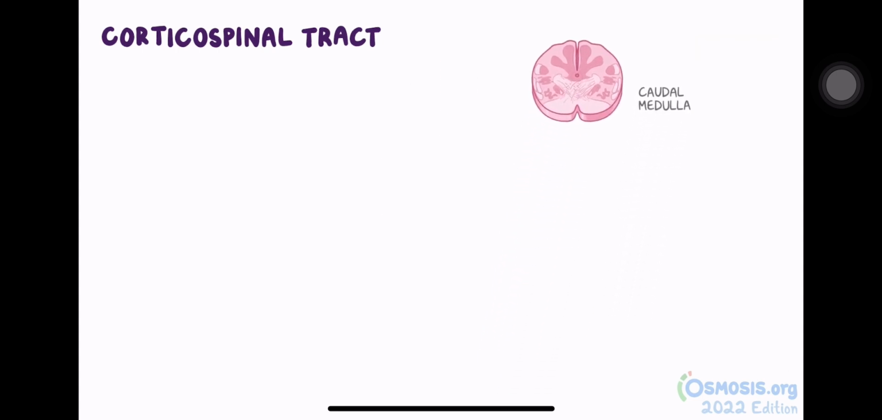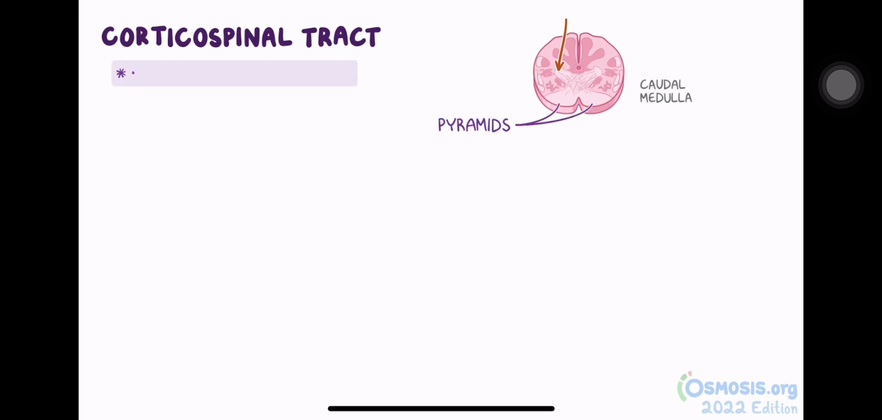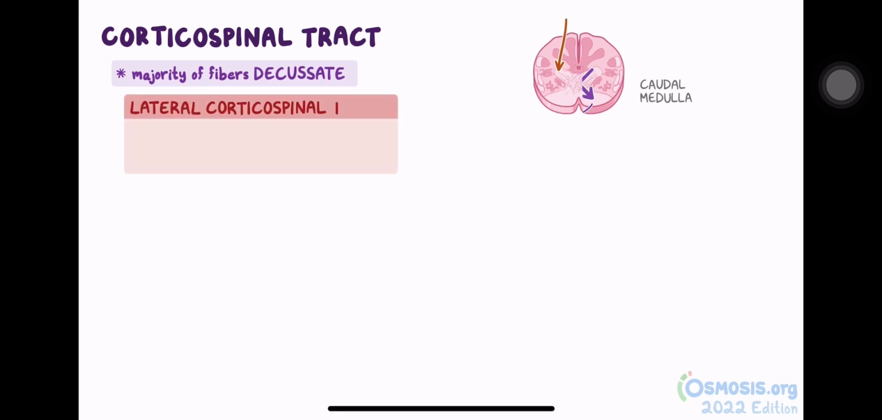At the medulla, these fibers bundle together and create swellings known as the pyramids, and the majority of the corticospinal fibers decussate, or cross over to the opposite side, at the level of the caudal medulla, in what's known as the pyramidal decussation. At this level, the corticospinal tract divides into the lateral corticospinal tract and the anterior corticospinal tract.